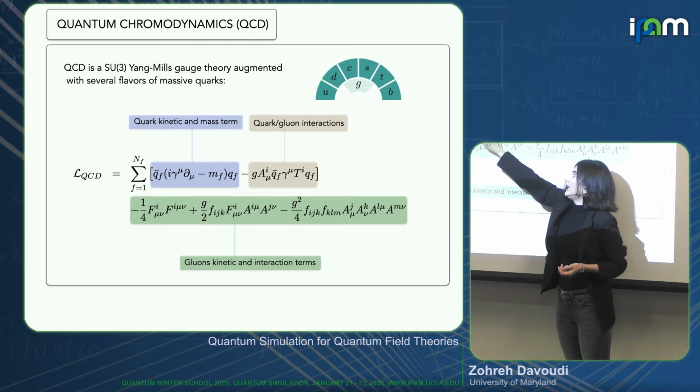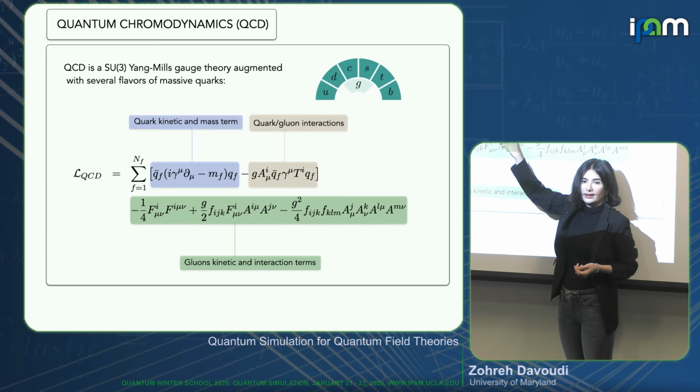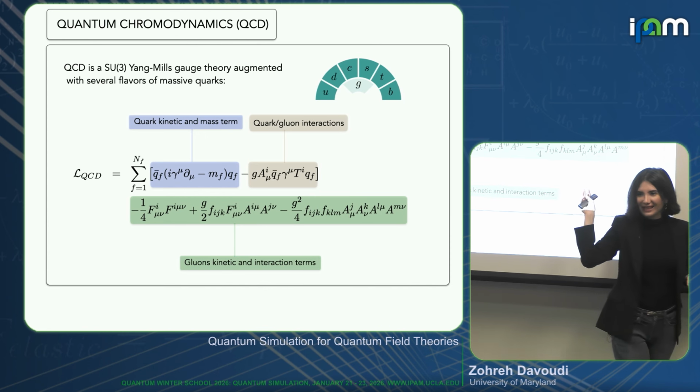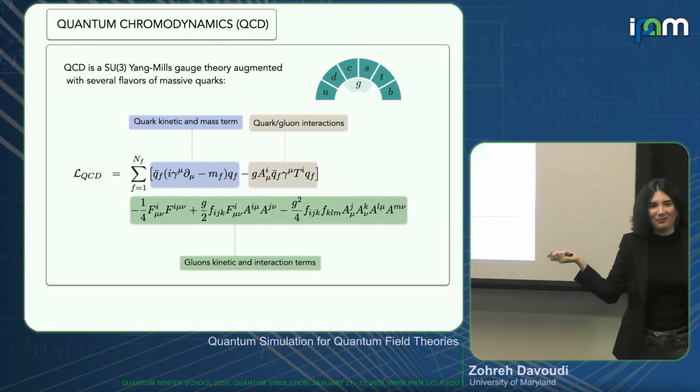If you give me NF number of masses and the value of the coupling, then I can, in principle, make predictions for everything else. That's as simple as that. It's just really the minimum number of free parameters.